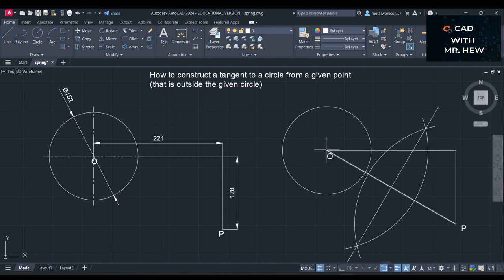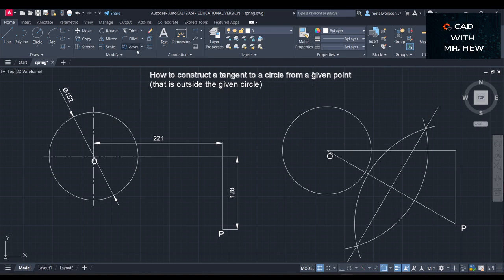So at center O, with a radius greater than half the length of the line OP, mark an arc. Using the same radius from P, you draw another arc from center P. Where the two arcs intersect, you draw this line. This line will be the bisector.